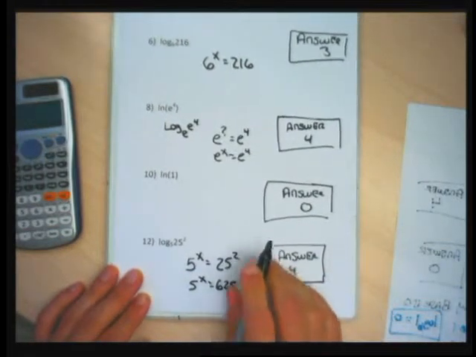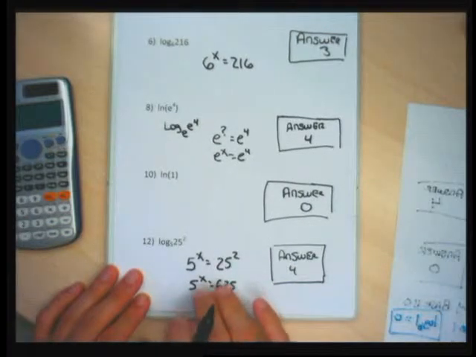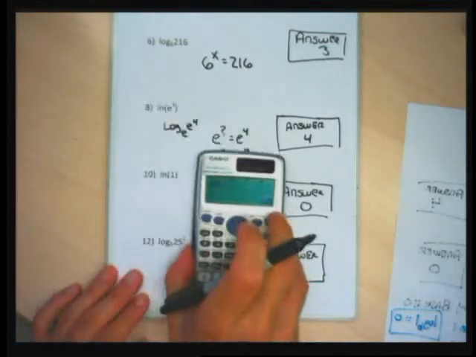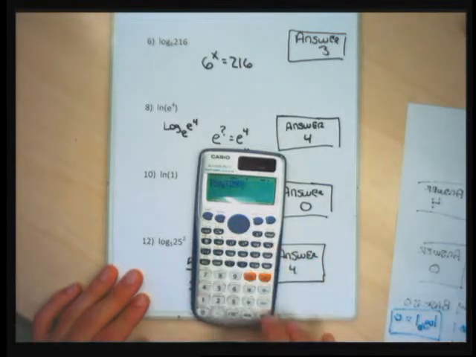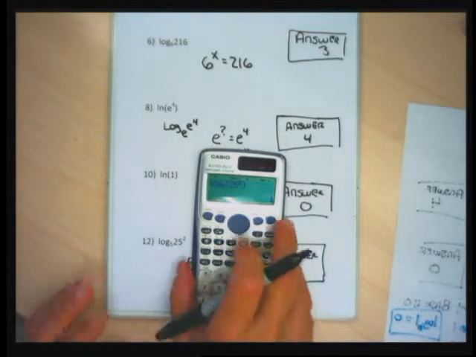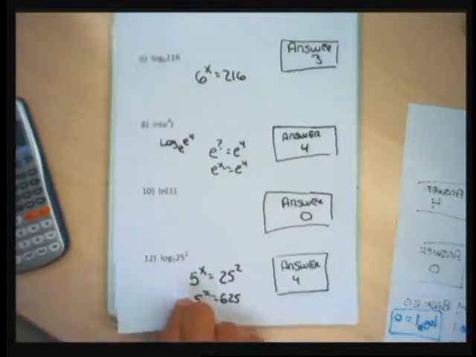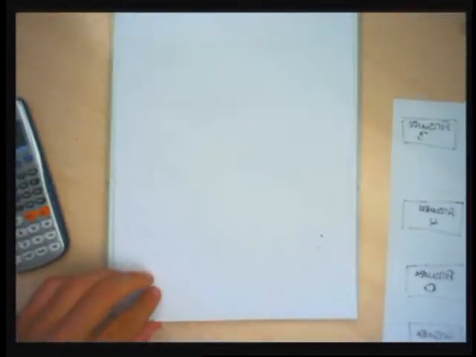But I would assume almost nobody would do this strategy when you have a calculator that does logarithms so easily. So on my calculator, log base 5 of 25 squared is 4. So I think that's the end of the first style of problems.